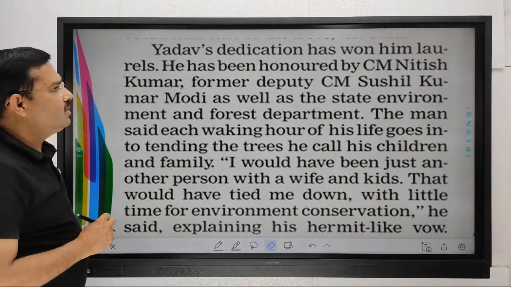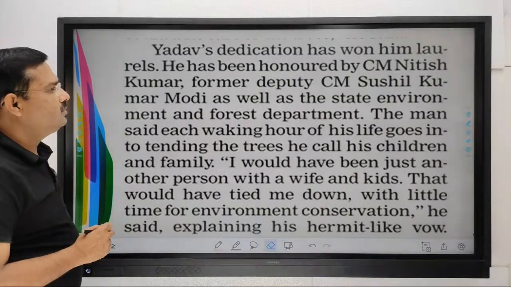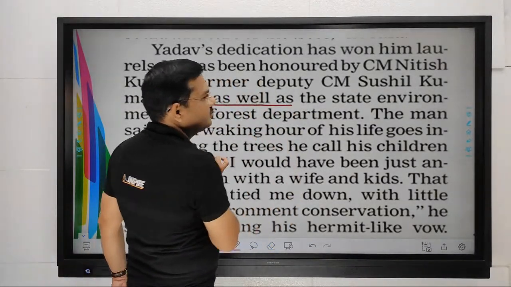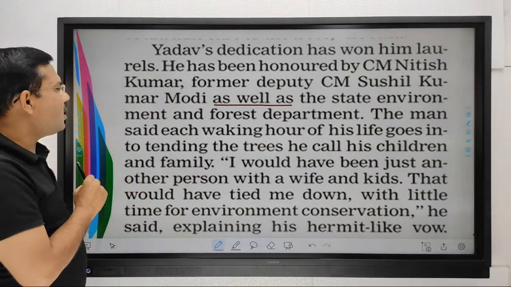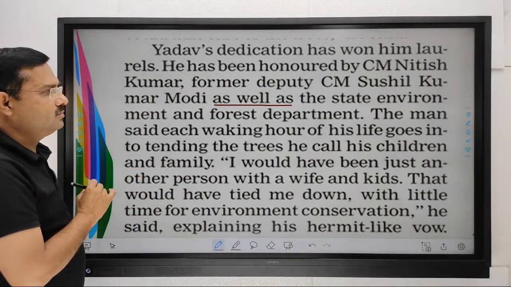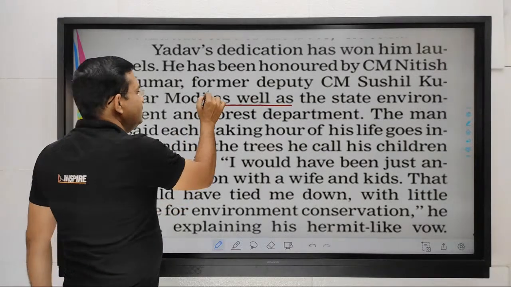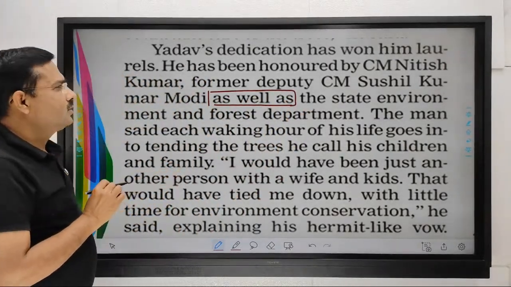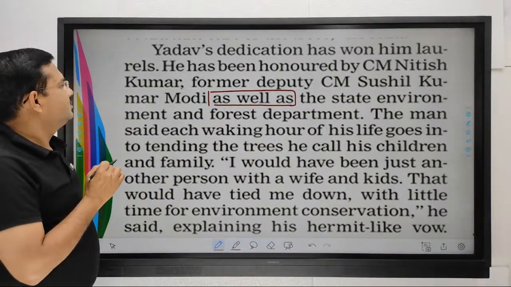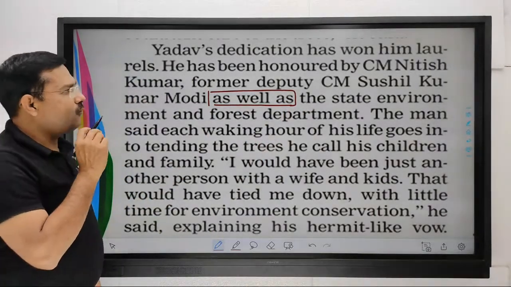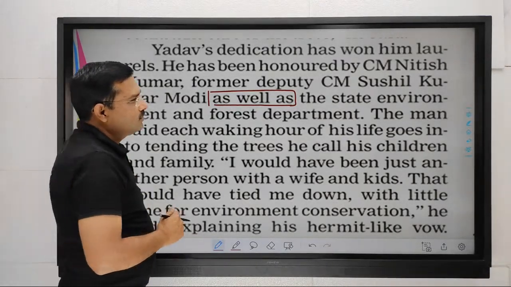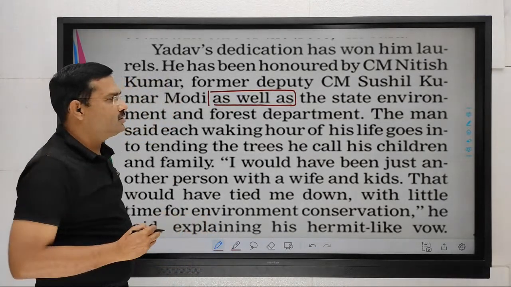Former Deputy CM Sushil Kumar Modi, as well as the State Environment and Forest Department. Hindi meaning of as well as, saath hi saath. CM Nitish Kumar, former Deputy CM Sushil Kumar Modi, as well as the State Environment and Forest Department.